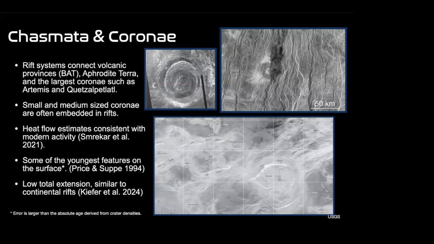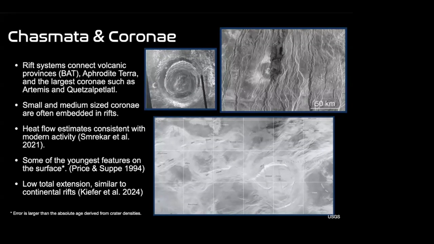in that these coronae are often associated with or even embedded within, the heat flow estimates are consistent with modern day activity. Now, the error bars on this are huge because they're derived from models of the elastic thickness, but it's about 110 milliwatts per meter squared plus or minus 80. So there's a lot of room, but it is consistent with there being some level of activity that could be happening at these features. They're also the youngest features on the surface in the sense that the error bars on their age are larger than the estimated absolute age.